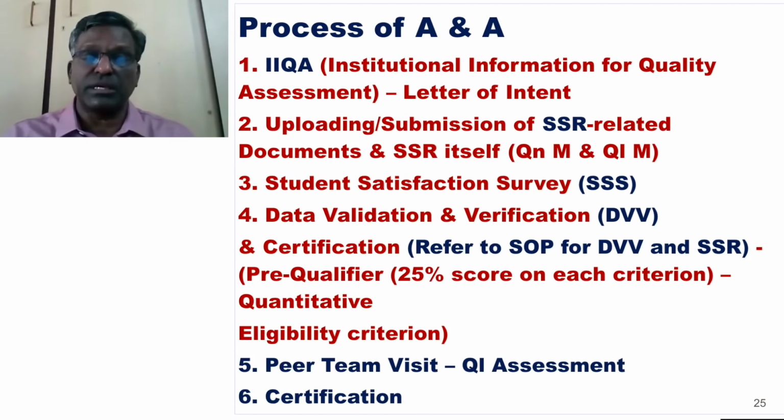I want to join BA English. I want to join BCom. I want to join MSc Life Sciences. So the first thing that they have to do is submit an application. In the same way, an institution, whether it is a college or a university, whether it is an autonomous college or an affiliated or a constituent college, has to submit an application, and that application is called Institutional Information for Quality Assessment, IIQA, and that is the first step in the process of assessment and accreditation.